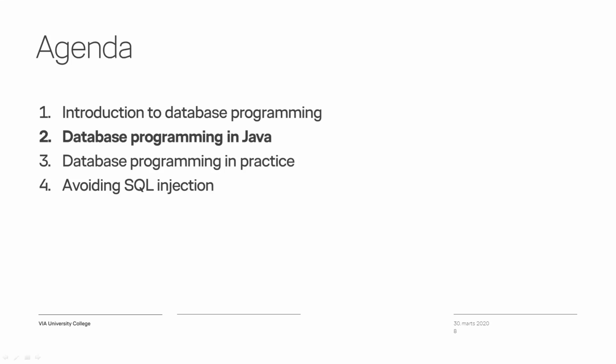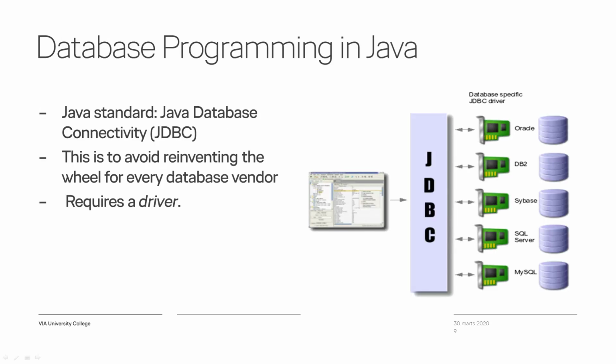2. Database programming in Java. So when we write the Java code, we potentially run into the problem that there are various different database vendors. Well, five are mentioned out there. That's not all there is. I mean, you can see PostgreSQL isn't even mentioned. There are a lot of them.